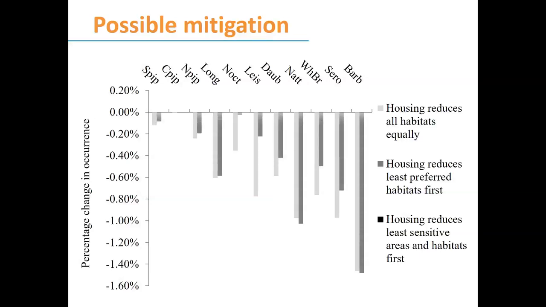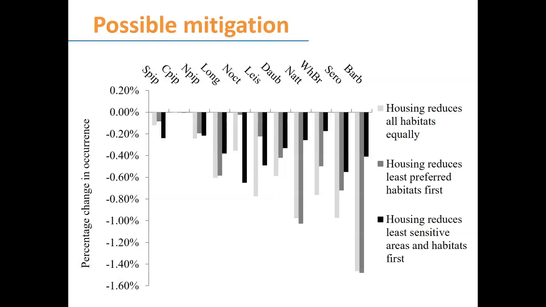And then we go on to our first mitigation scenario. So here, this is where we tried building on the least preferred habitats first. And this reduced the negative effect for 8 of the 11 species, so it helped the majority, and the negative effect was reduced by about 0.2% on average. But it's not helping all the species. The ones that it doesn't help are the ones that tend to prefer arable habitat, and that's probably because Norfolk is pretty much all arable. So even if you decrease the other habitats first, you still end up decreasing arable habitat.